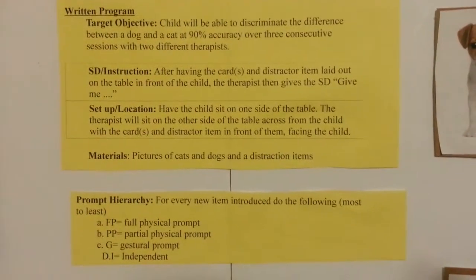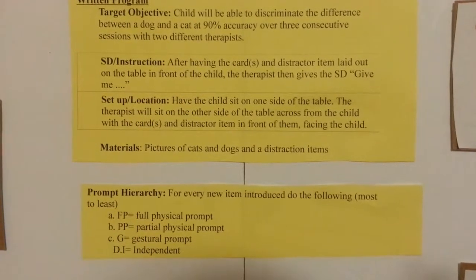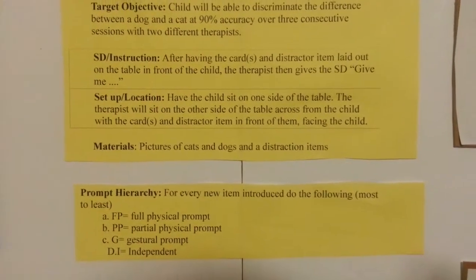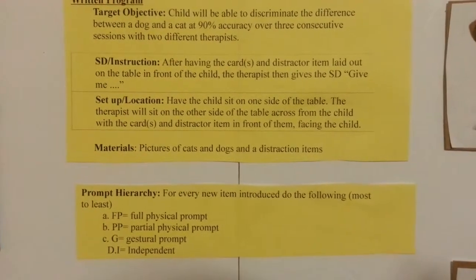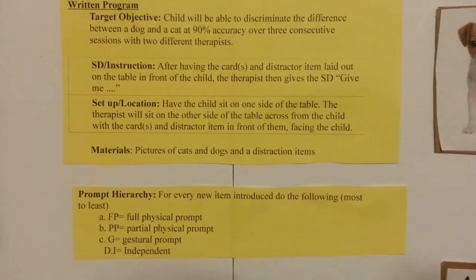The SD and instruction. After having the cards and instruction item laid out on the table in front of the child, the therapist will then give the SD, which is "give me," and it depends on what step you're on. Now looking at the prompt hierarchy. For every new item introduced, do the following, which we're going to look at most to least. The first one is the full physical prompt, second is partial physical prompt, then gestural, then independent.